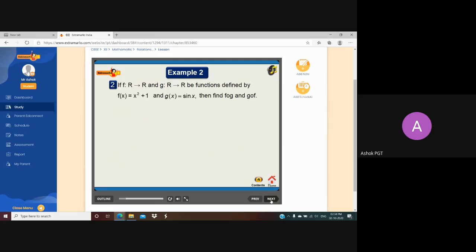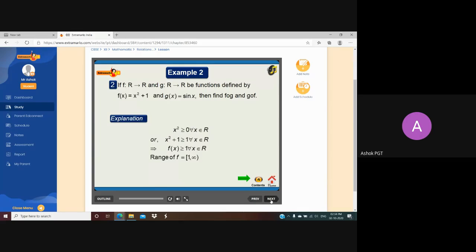Take one more example. Let f and g be functions from R to R defined as f(x) is equal to x squared plus 1, g(x) is equal to sin x. Then find f of g and g of f. Here, observe that x squared is greater than or equal to 0 for all x in R, or x squared plus 1 is greater than or equal to 1 for all x in R. Therefore, we have f(x) is greater than or equal to 1 for all x in R. Thus, the range of f is the interval 1 less than or equal to x less than infinity.